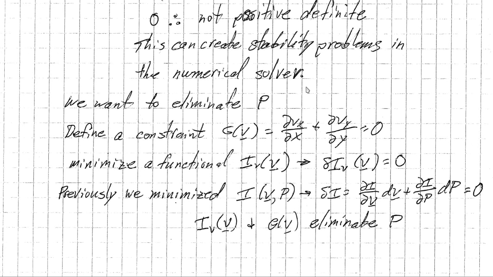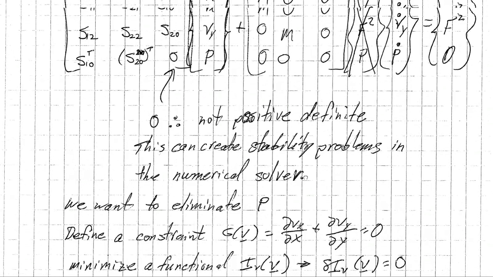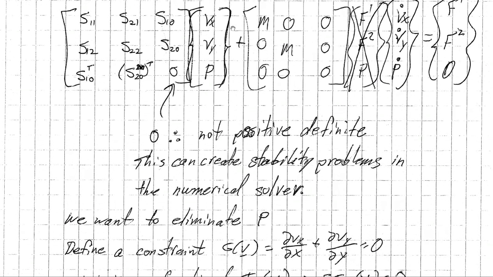Okay, recall in the last discussion we talked about eliminating p. So up here in this set of equations you've got linear momentum for x and y, you've got an incompressibility constraint. This creates problems if you want to take the inverse. It's not positive definite. It may create an instability during inversion.